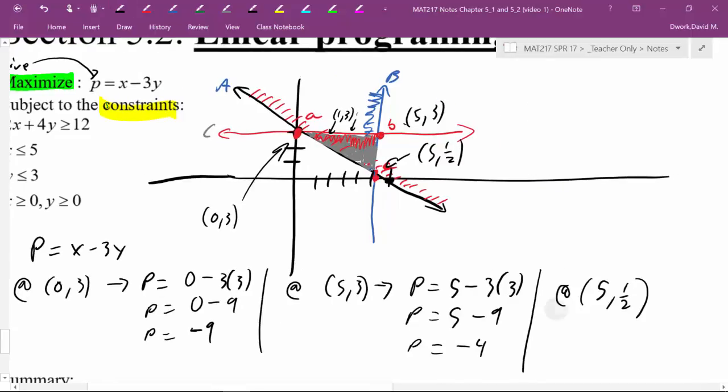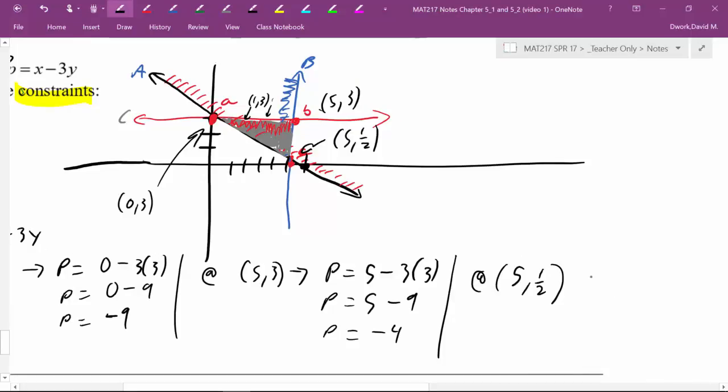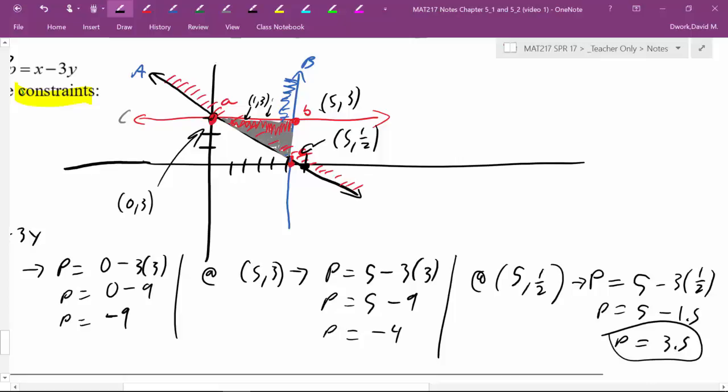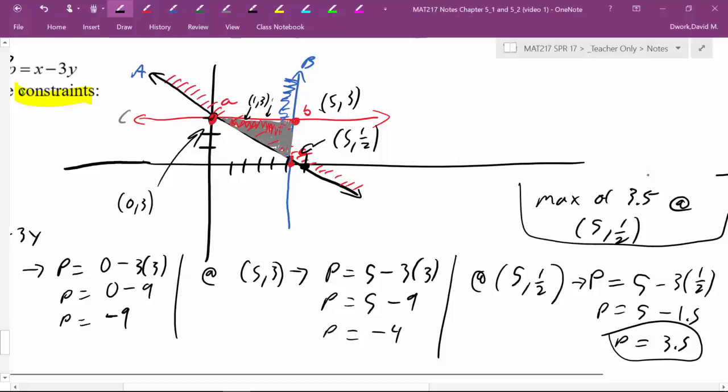5, 1 half. And logic says this is going to be the best one because, as we already talked about when we looked at the equation, y's make our values go down, and x's make our value go up. So this is just 5 minus 3 times 1 half. 3 divided by 2 is 3 halves, or 1.5. So that gives us 3.5. There is our maximization. We have a max of 3.5 at 5, 1 half, and that's how you would write your answer.